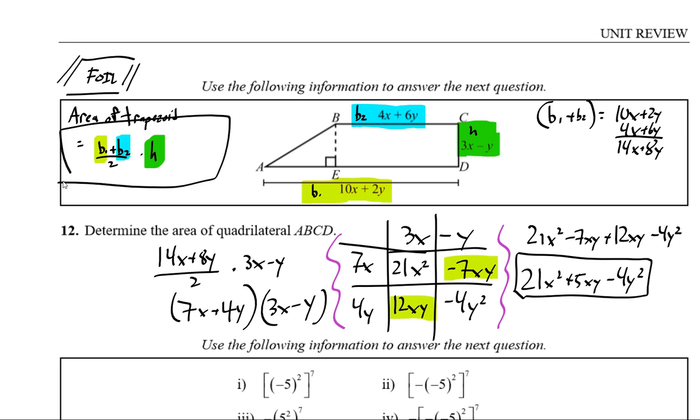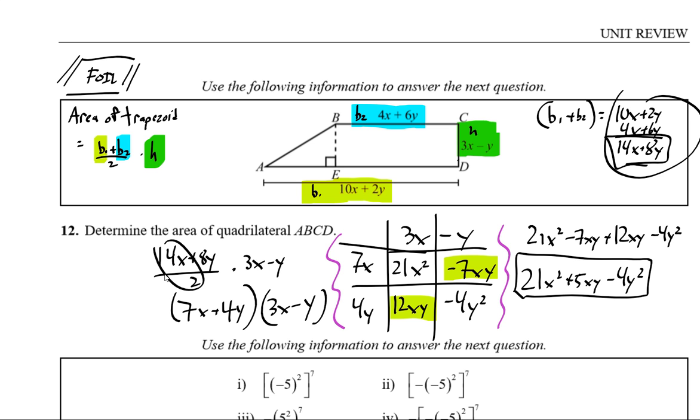The formula for area of a trapezoid is we take the average of the two bases. Remember, the two bases in a trapezoid are the two parallel lines. These two are not parallel, so we don't take those ones as bases. So we add them up, base 1 and base 2. If we add them up, we get 14x plus 8y. We divide it by 2. 14x plus 8y over 2 is 7x plus 4y. Remember, we have to do each term individually.